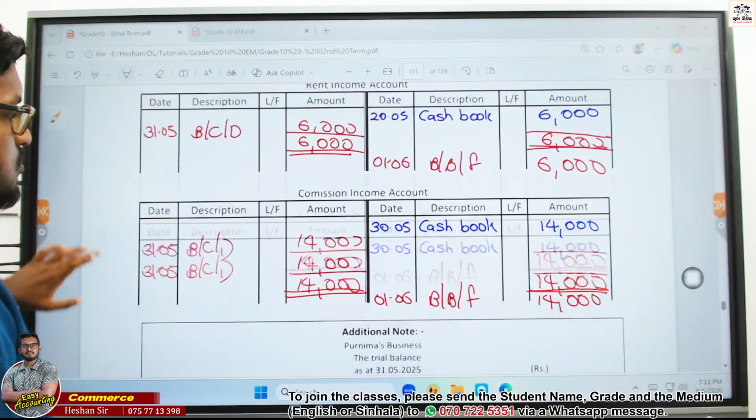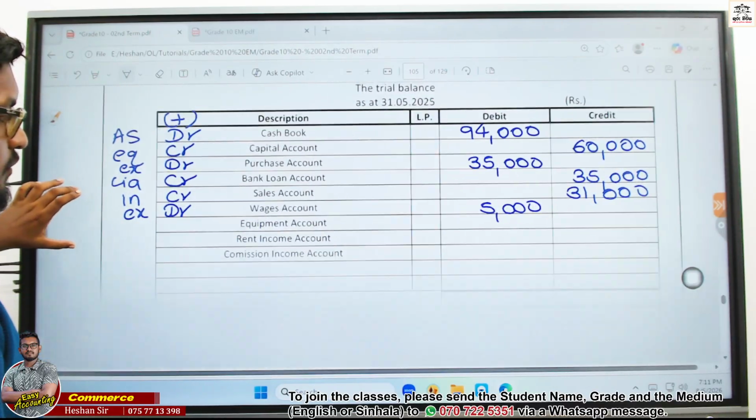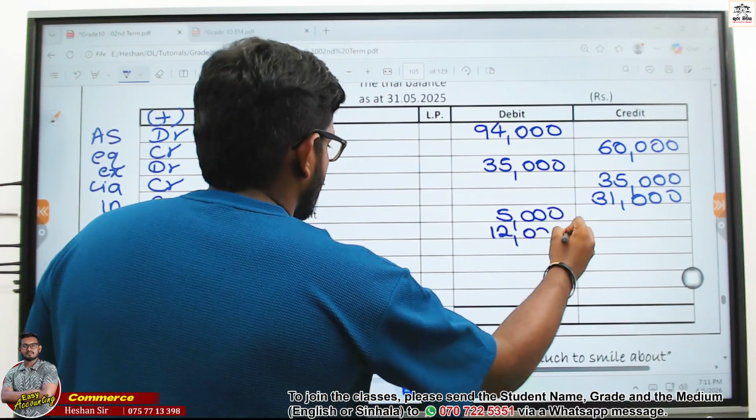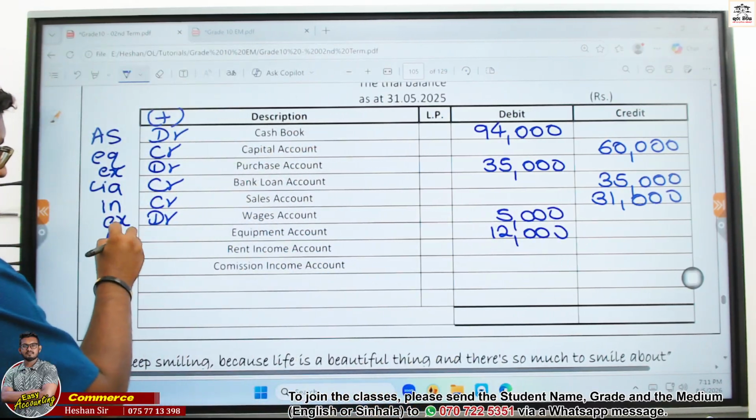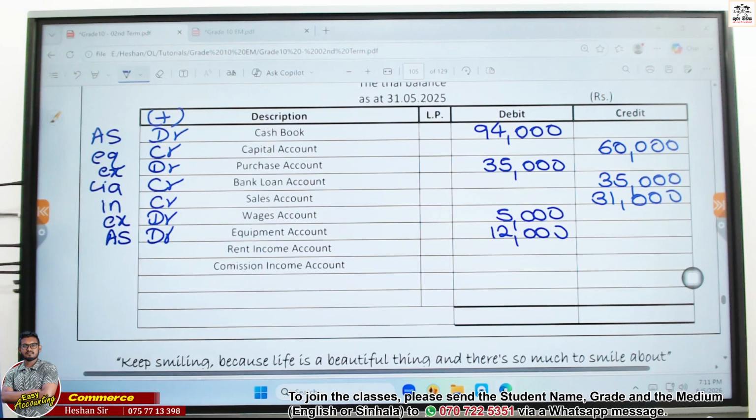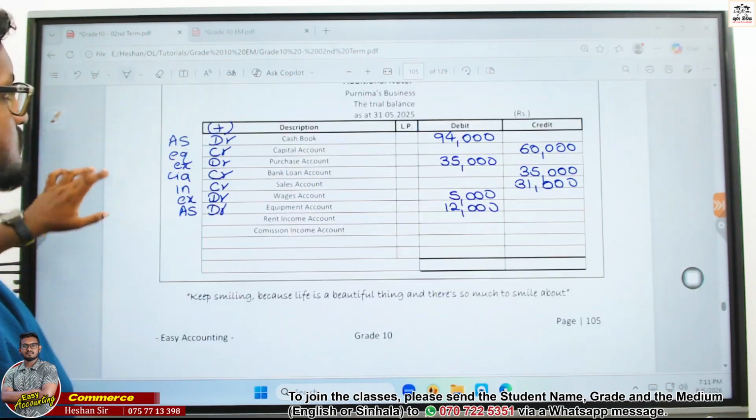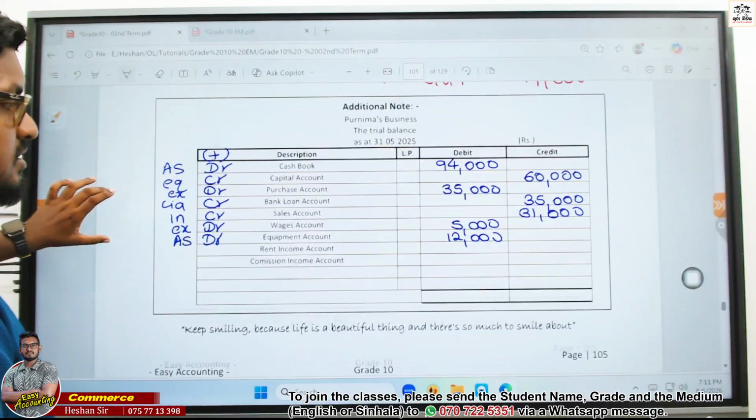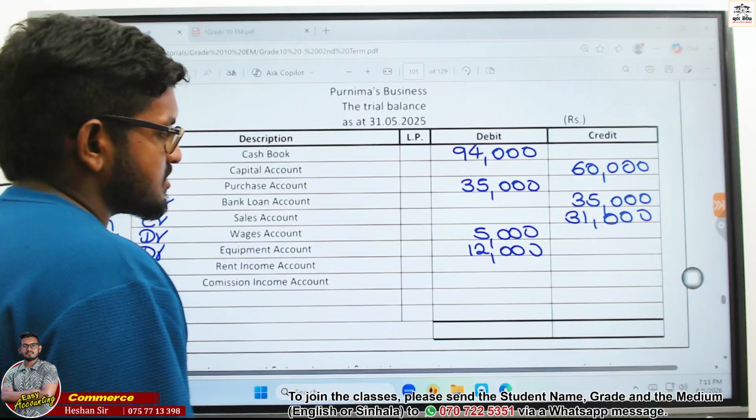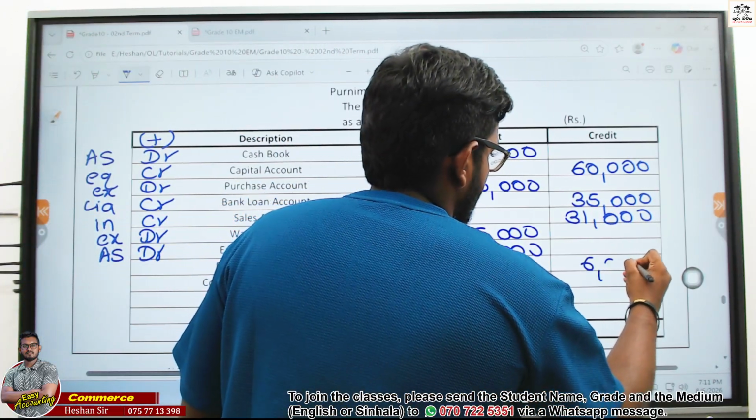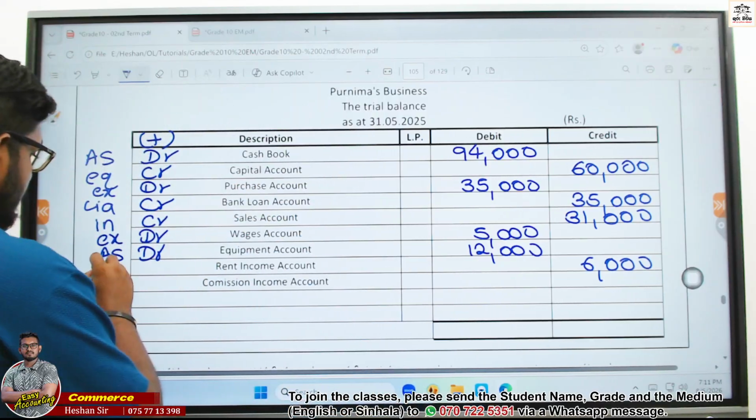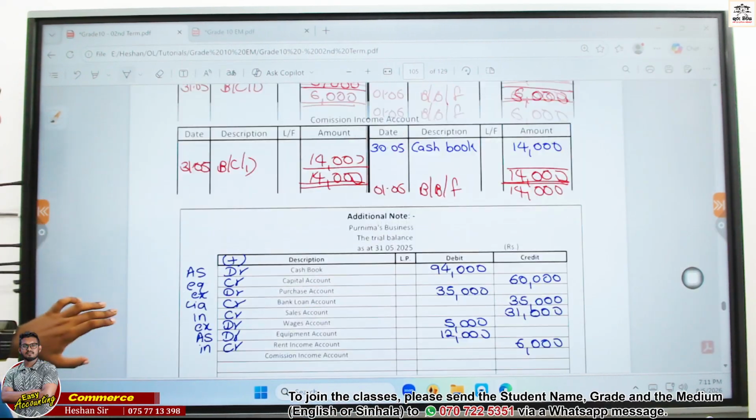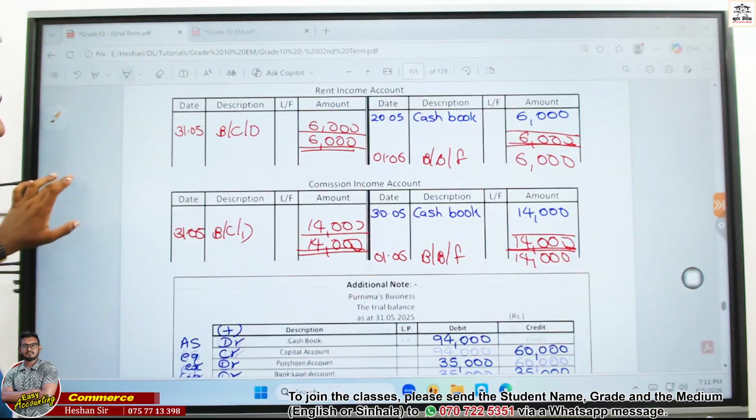So then equipment account, it is an asset account. Debit side 12,000. Equipment account balance is on the debit side, 12,000. Why? Equipment account is an asset account. Asset increase goes under the debit side. Rent income account, credit side. Rent income is an income kind of account. Commission income credit side 14,000.